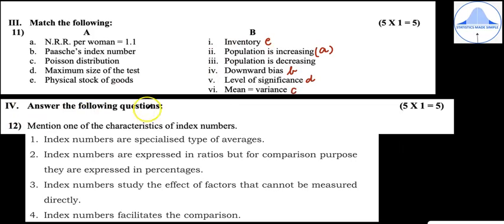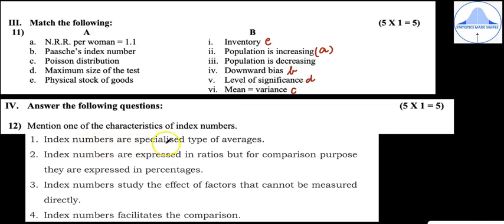Fourth main, answer the following questions. 5 into 1 is equal to 5. The 12th question, mention any one of the characteristics of index numbers. So these are the 4 characteristics. You can write any one of them.